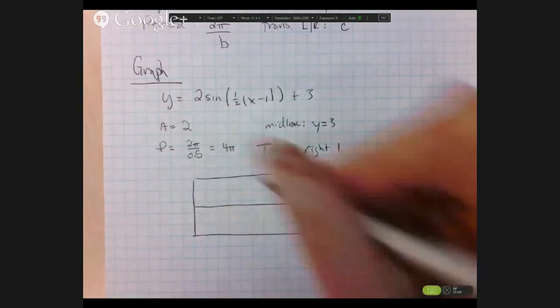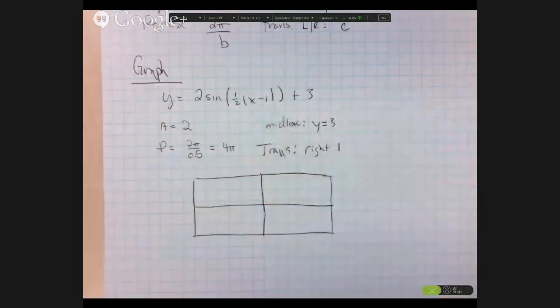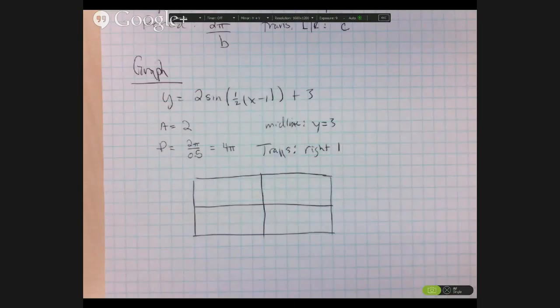Okay, here is window pane graphing. Draw yourself a window pane. And we're going to insert all those numbers into it.